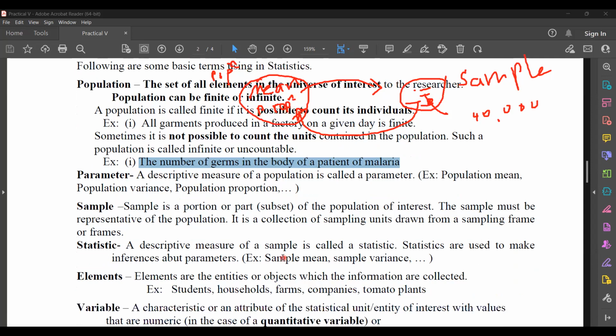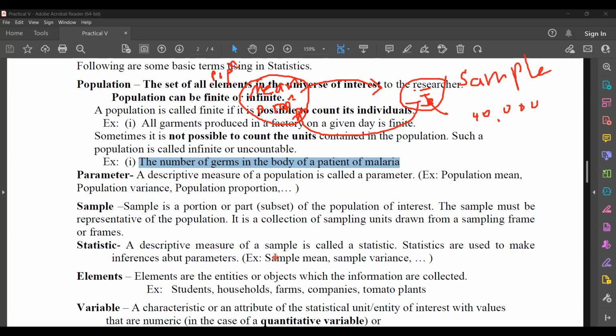Elements are the entities or objects from which the information is collected, right? For example, if we consider the previous example, the household income of the households in Sri Lanka, the households are the elements.